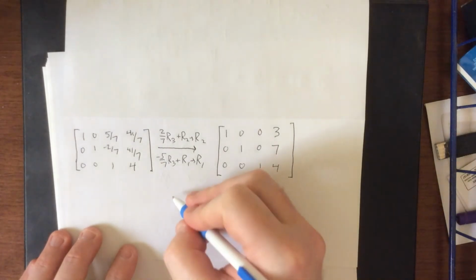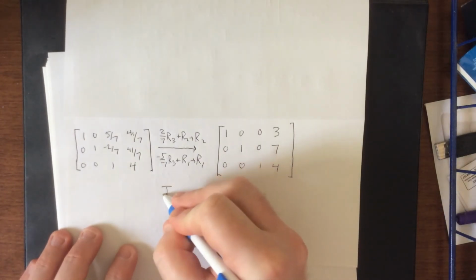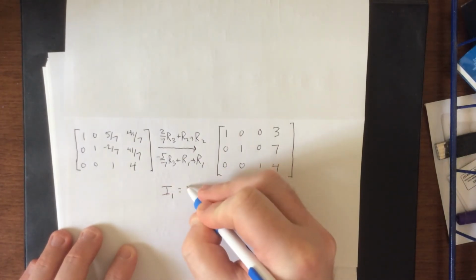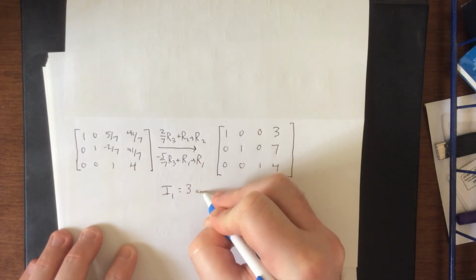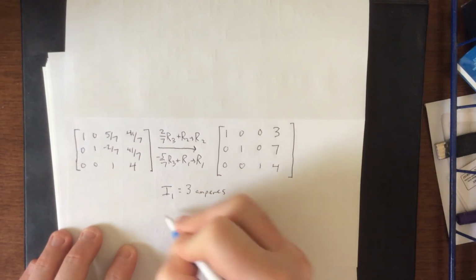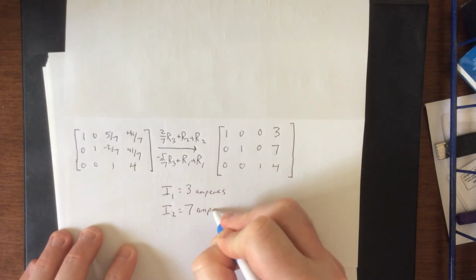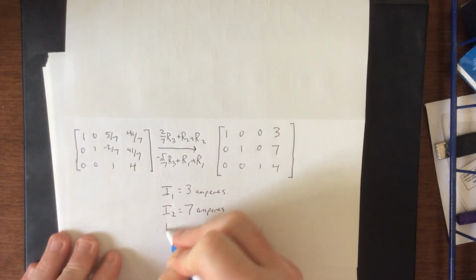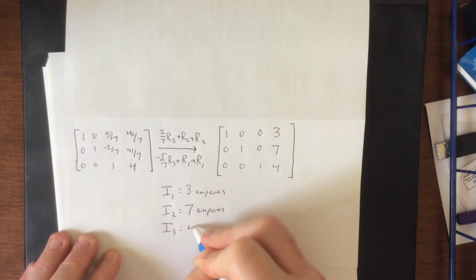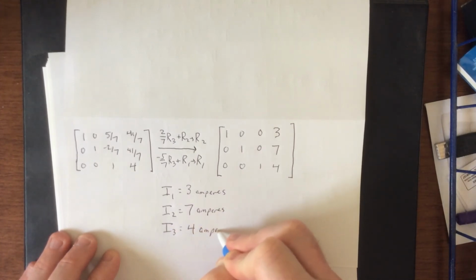Fantastic. So this tells us that current I1 would be equal to 3 amperes. Current I2 would be equal to 7 amperes. And current I3 is equal to 4 amperes.